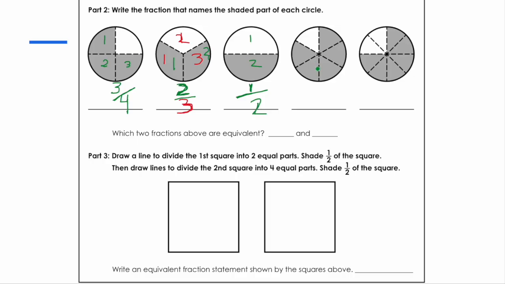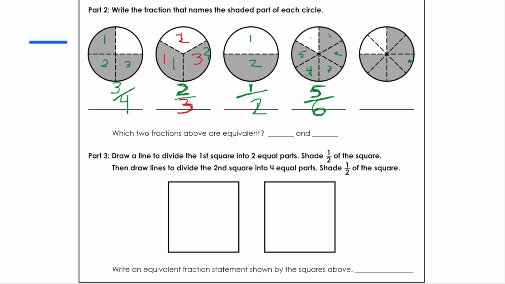Now we're going to move on to the next one. Denominator, total number of pieces. 1, 2, 3, 4, 5, 6. My denominator is going to be 6. Now, let's look at the number of shaded pieces, right? The ones that are gray. 1, 2, 3, 4, 5. 5/6. All right.